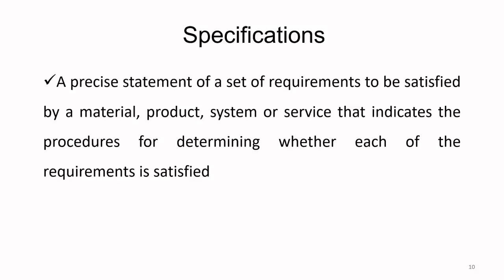A precise statement of a set of requirements. You have a set of requirements which has to be satisfied by the laptop. So the product over here is a laptop. When you say material, it can be any raw material, like cotton or silk, etc. Product can be garments or accessories. A system can be something like a washing system or a dry cleaning system. And if it's a service, it can be a service like a tailoring service or a designing service, which indicates the procedures for determining whether each of the requirements is satisfied.